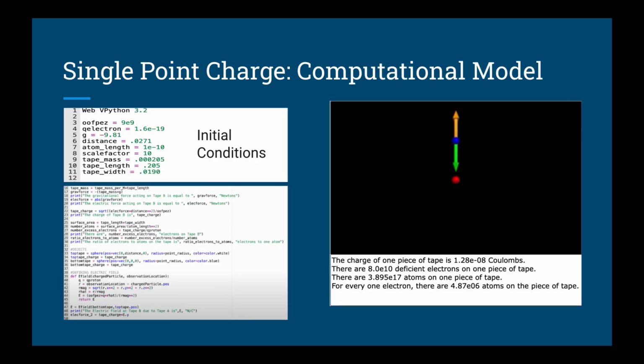Here we see the computational model for the single point charge. To the left, we see our initial conditions and the calculations necessary to determine that one piece of charged tape has a charge of 1.28 times 10 to the negative 8 coulombs, and that for every 1 electron, there are 4.87 times 10 to the 6 atoms on the piece of tape.